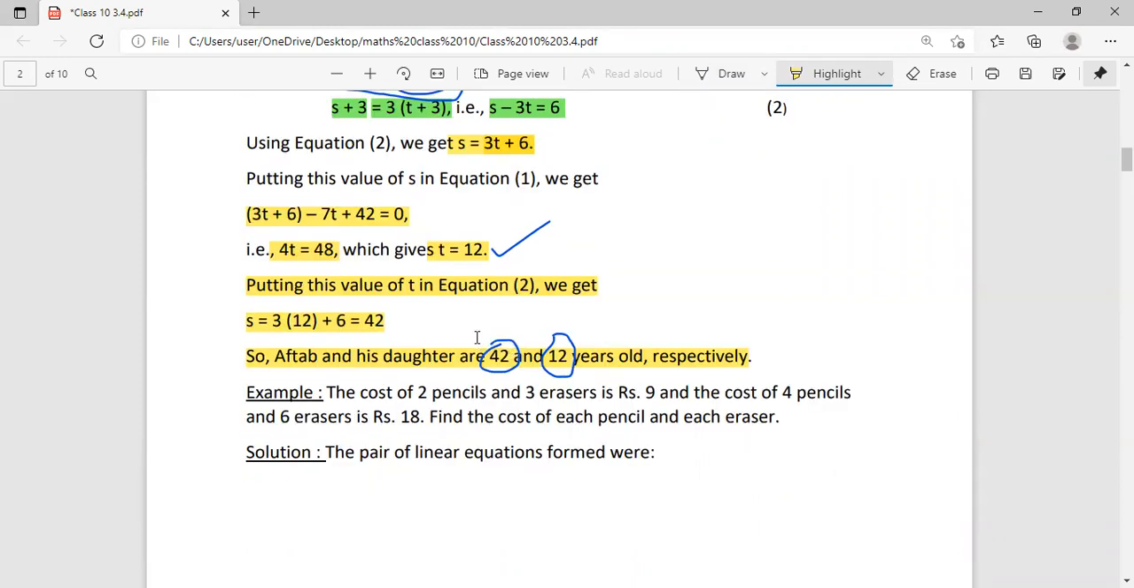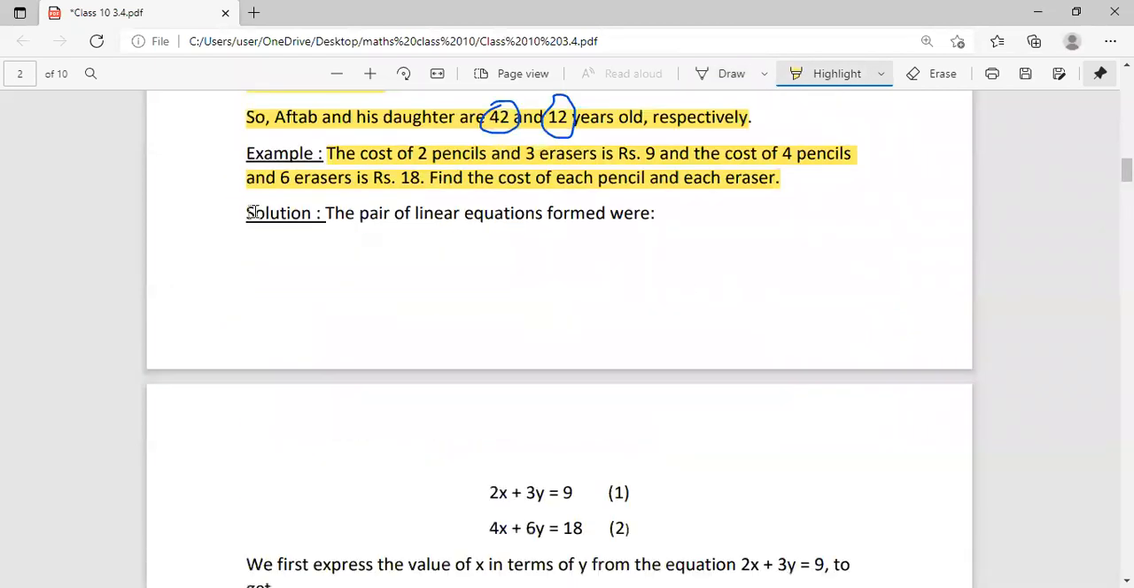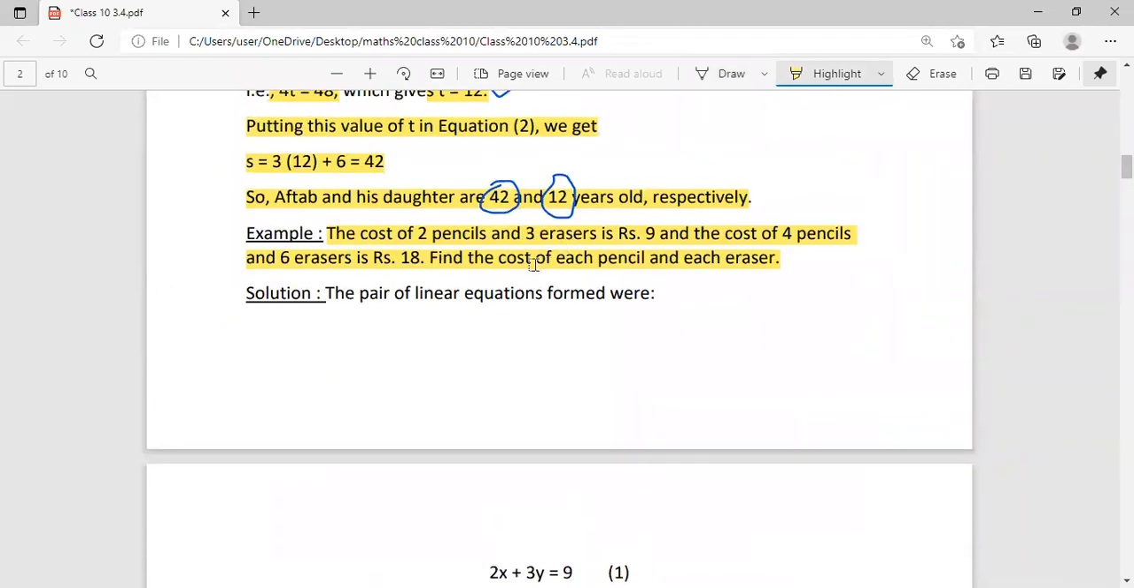So the next example. The cost of 2 pencils and 3 erasers is ₹9, and the cost of 4 pencils and 6 erasers is ₹18. Find the cost of each pencil and each eraser. See, in the explanation in step 2, I have told you that you may be facing some difficulty here, and we will be dealing with those difficulties using these problems. Okay. Now the pair of linear equations.